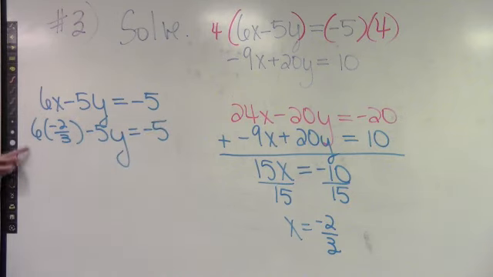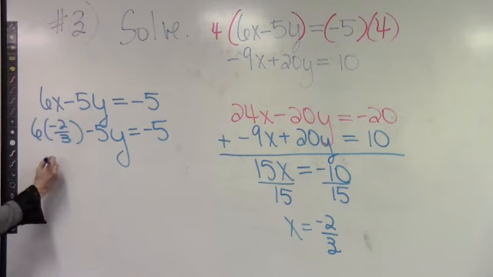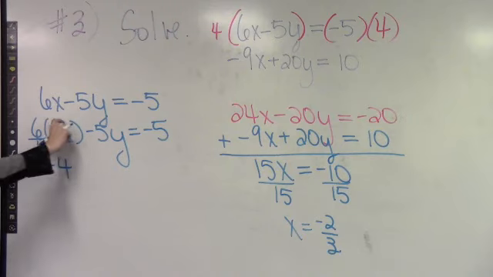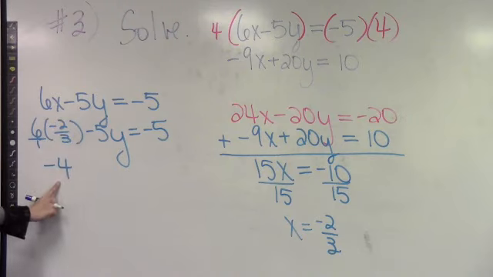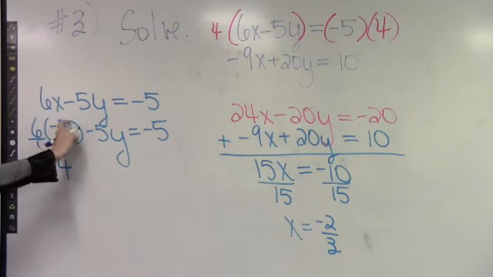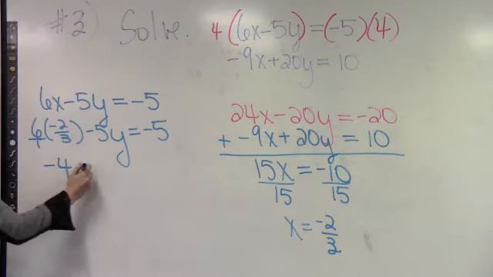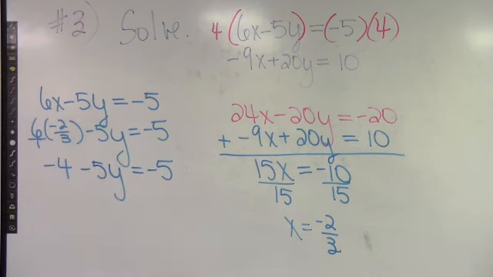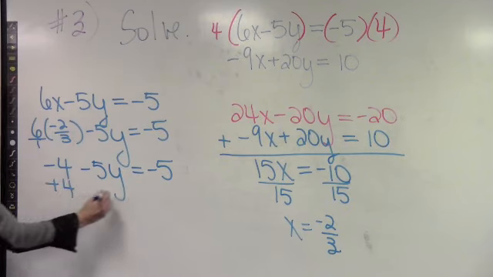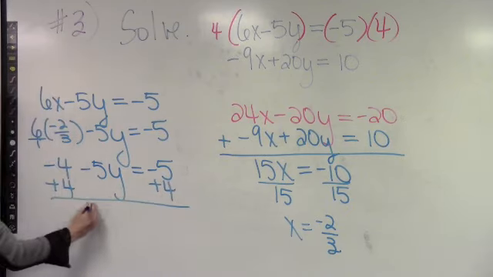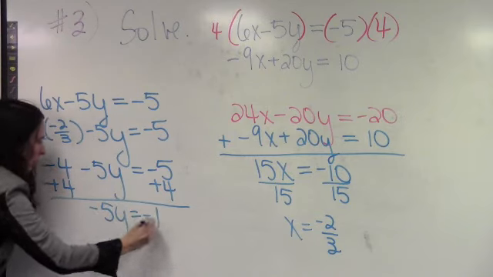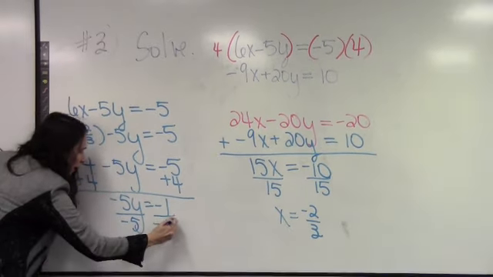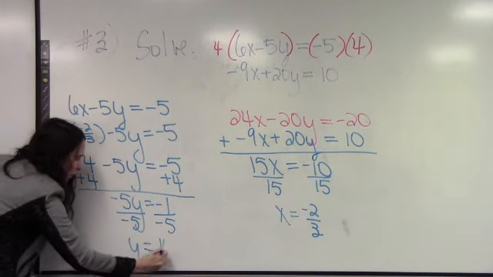All right, help me out here. Negative 4. Okay, a negative 4. Y'all see where that came from? That 6 is really 6 over 1, which is a negative 12 over 3, which reduces to a negative 4. All right, what else do I need to do to be able to solve for y? Add 4 to get the y. Excellent job. Okay, what else? We're almost there. Divide by negative 5, so y is going to be a positive 1/5.